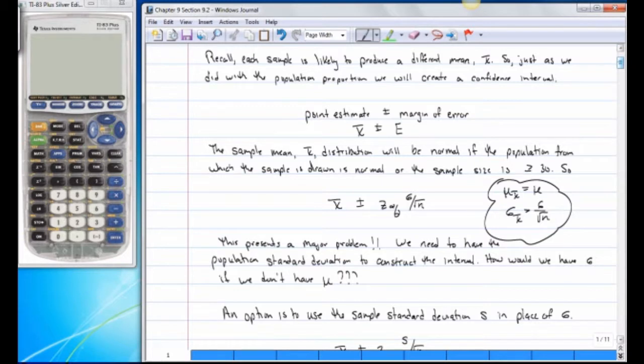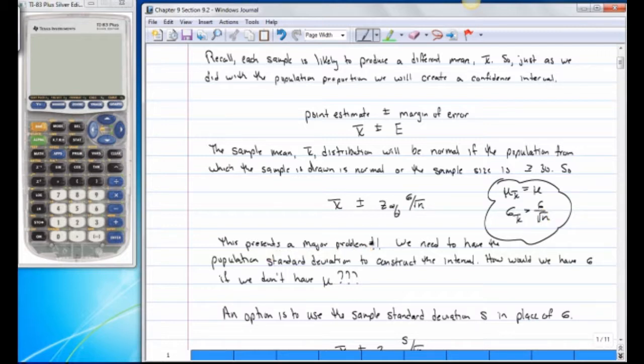Alright, the sample mean x bar distribution will be normal if the population from which the sample is drawn is normal, or the sample size is greater than or equal to 30. So we've got x bar plus or minus the critical z-score times sigma over the square root of n. And keep in mind that the mean sub x bar is equal to the mean, and sigma sub x bar is equal to sigma over the square root of n.